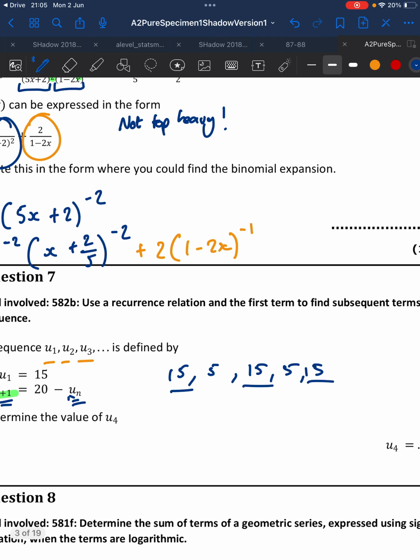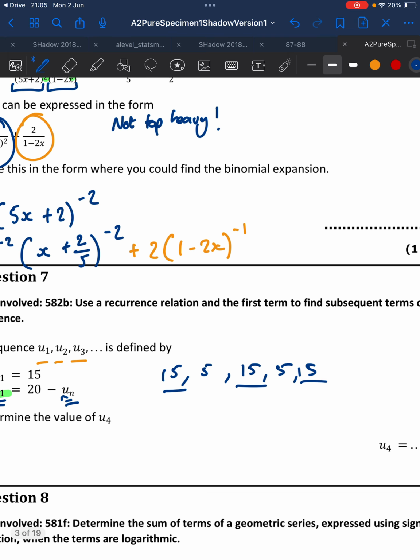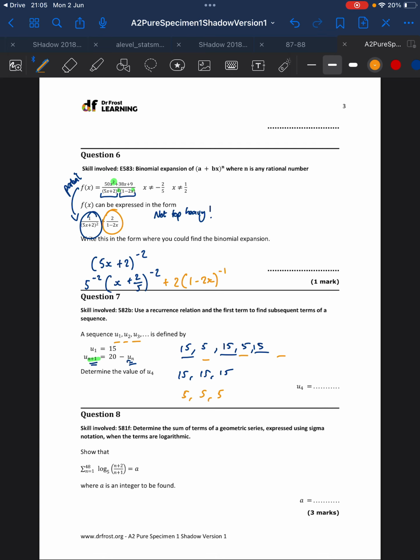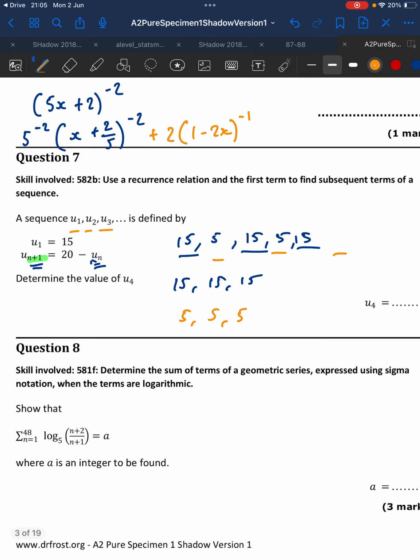And then it's a common question to say, there's two sequences really. There's a sequence of 15s and there's a sequence of 5s. Okay. And maybe I add them together or something might be how that question would go. What have we got next?